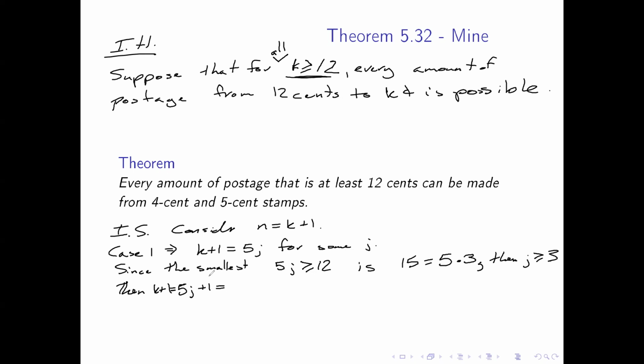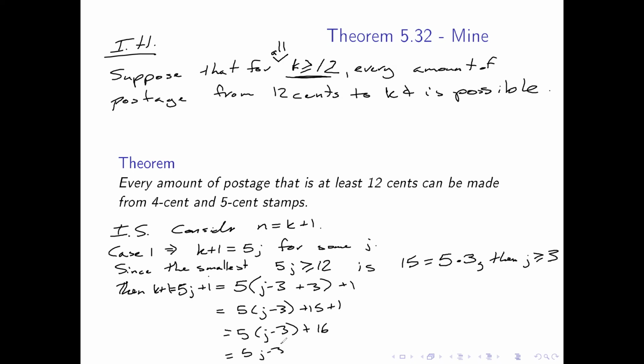equals 5 times j minus 3 plus 3, plus 1, which is equal to 5 times j minus 3, because I could take j minus 3 and it's still going to be a non-negative integer, because it could be 0, it could be something bigger, but this would be plus 15 plus 1 more, which then is equal to 5 times j minus 3 plus 16, which equals 5 times j minus 3 plus 4 times 4. So there's ways that we can attack this and actually get this into that form.